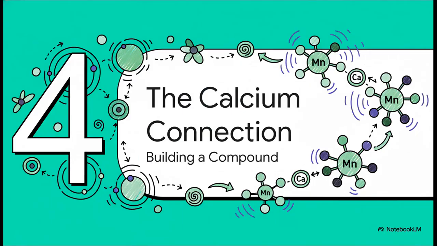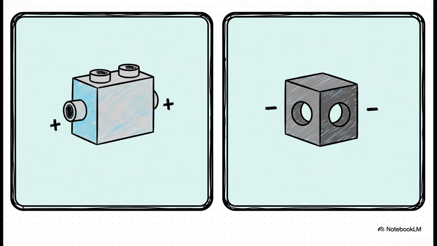Now, these ions don't usually hang out by themselves. They're always looking to form connections. So let's see what happens when our most magnetic suspect, that manganese complex, decides to partner up with someone. Our manganese complex has a -2 charge, so it's on the lookout for a partner with a positive charge. And a perfect candidate is the calcium ion, which has a +2 charge.